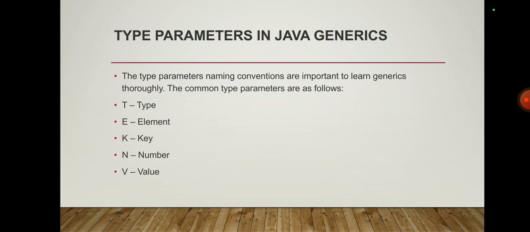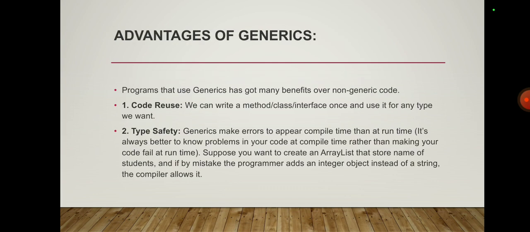Then the type parameters in Java generics: T, E, K, N, V. T stands for type, E stands for element, K stands for key, N stands for number, and V stands for value. So the advantage of generics is that the code can be reused. So it's a most useful one, right?